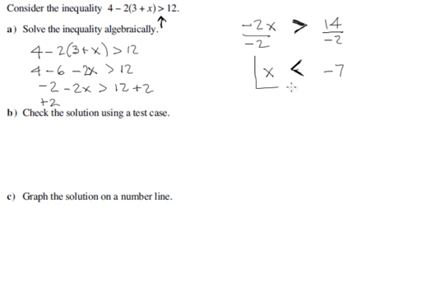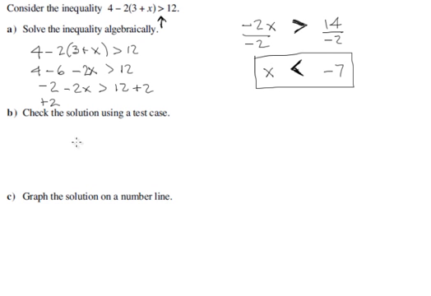That's our algebraic solution. So you can add, you can subtract, you can expand brackets, you can do all of that stuff. The only difference is when you multiply, or in this case when you divide by a negative number like this -2, the inequality turns to face the opposite direction.